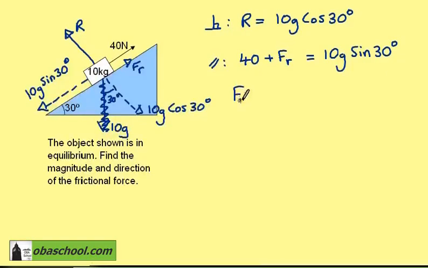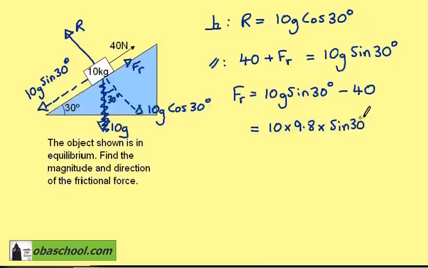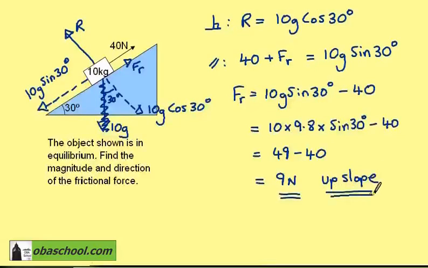We want to find the frictional force, so we can rearrange to give us friction is 10g sin 30, take away 40, so this is 10 times 9.8 times the sine of 30, which is a half, take away 40, and this calculates to 49, take away 40, or 9 newtons. Since the answer came out as positive, it must be in the direction drawn in the diagram, which is up the slope.